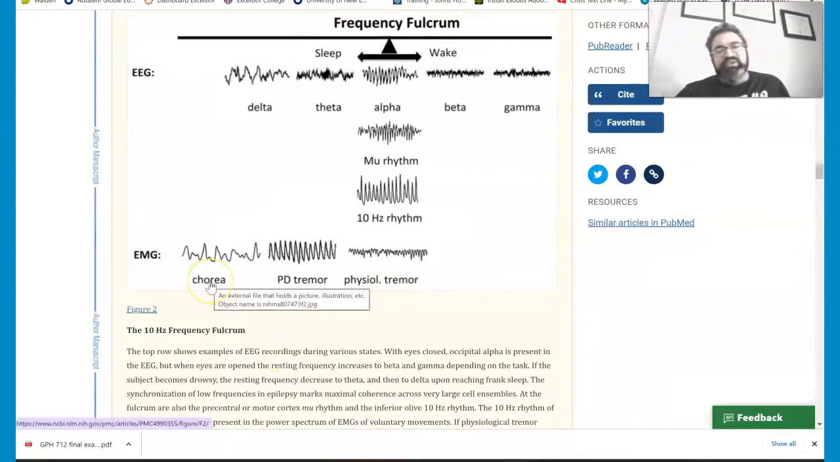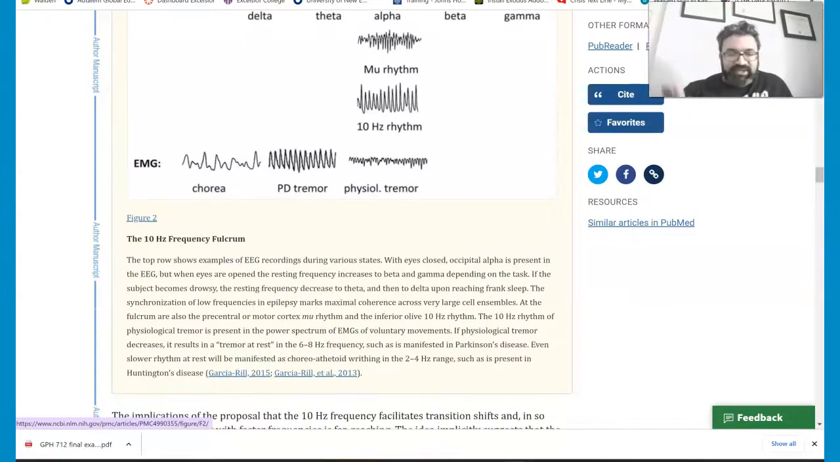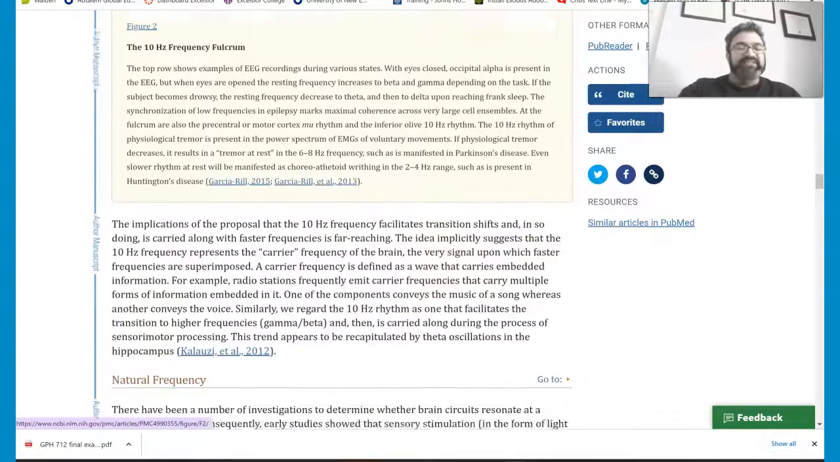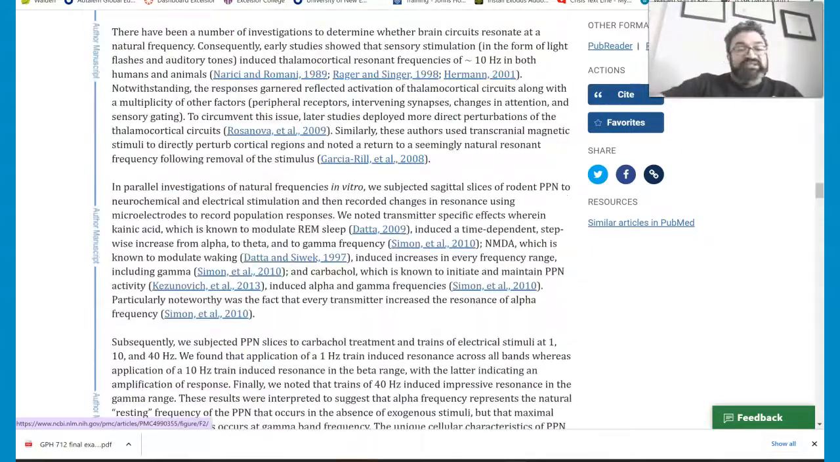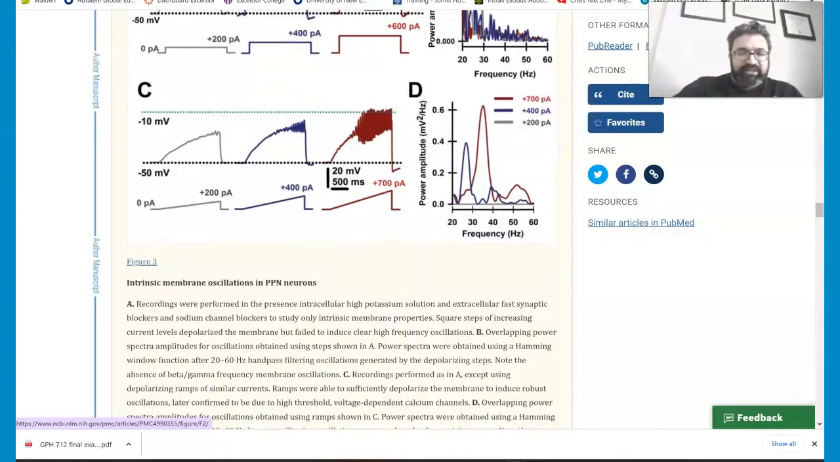With the EMG, the electromyograms, you can diagnose Huntington's chorea, Parkinson's disease tremor, and any sort of physiological tremors. Now, I'm not going into too much detail with tremors because that is a whole different area. If you study neurology, then you learn to identify them. I was trained in identifying different types of tremors when you look at them in neurology.